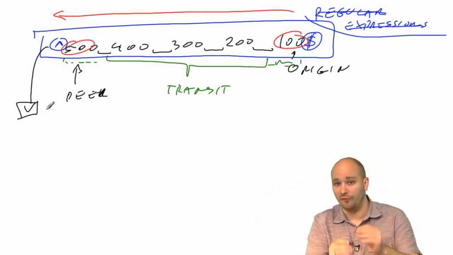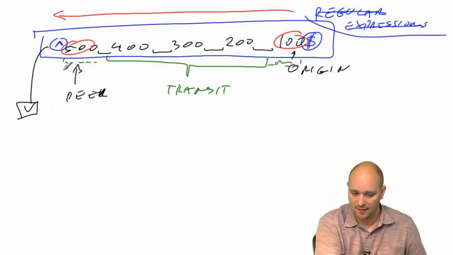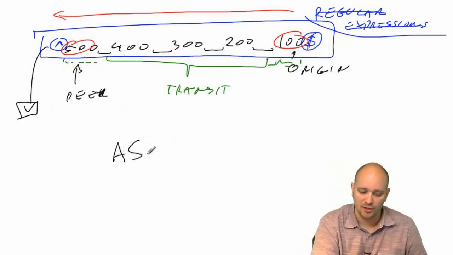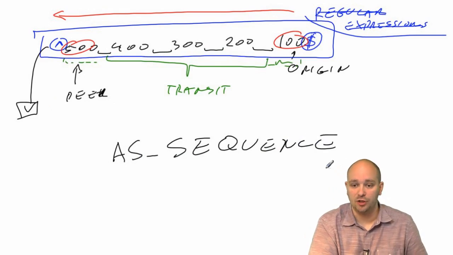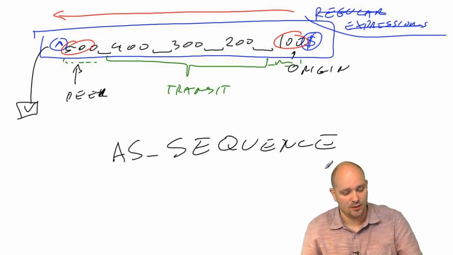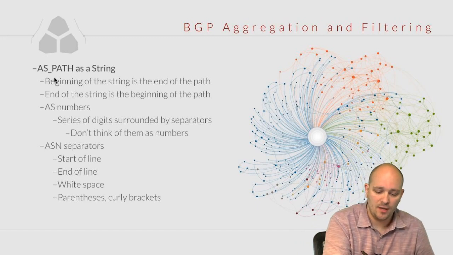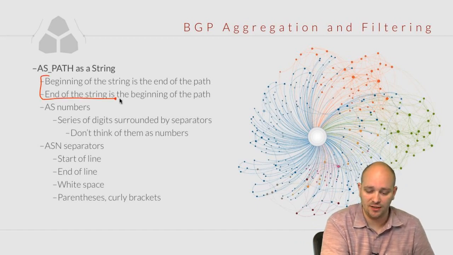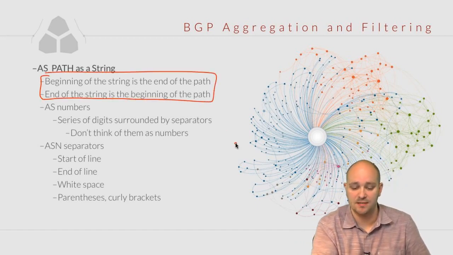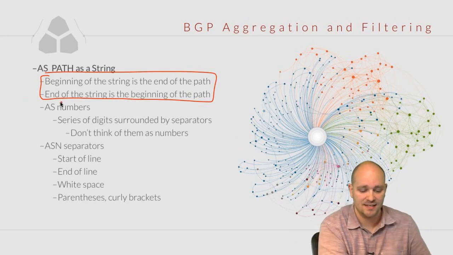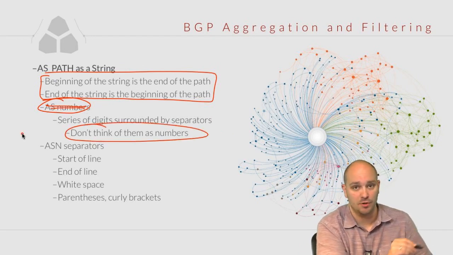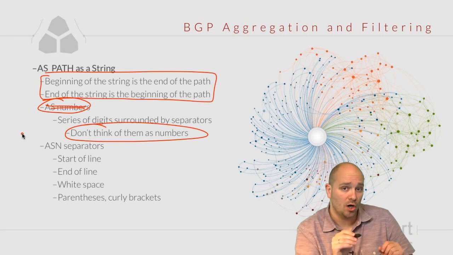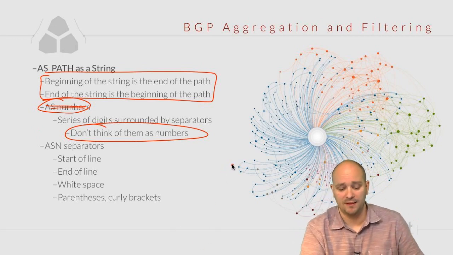So when we are talking about filtering based on the AS path, as you might have guessed, we are actually talking about filtering based on the contents of the AS sequence. So going back here, we mastered that the beginning of the string is the end of the path and the end of the string is the beginning of the path. The next thing is the autonomous system numbers are really not numbers. Don't think of them as numbers. If you think of them as numbers, you are going to have trouble implementing filtering.